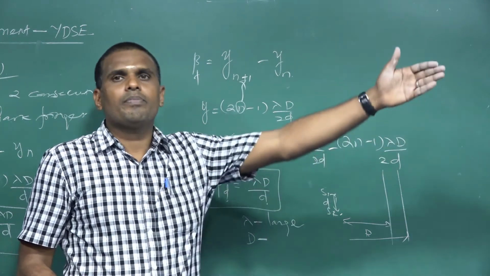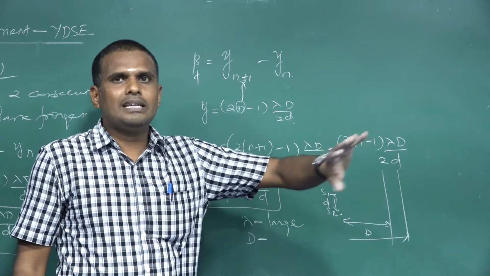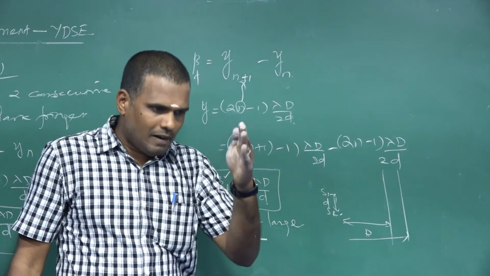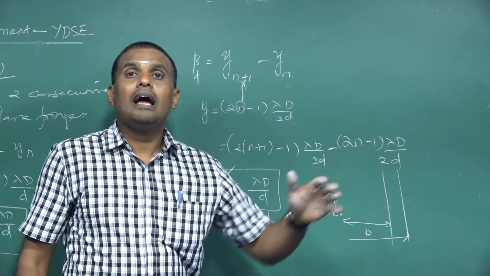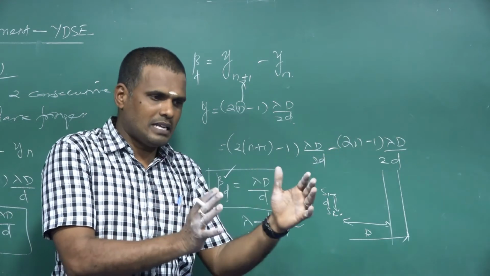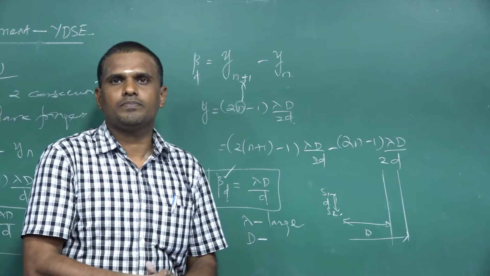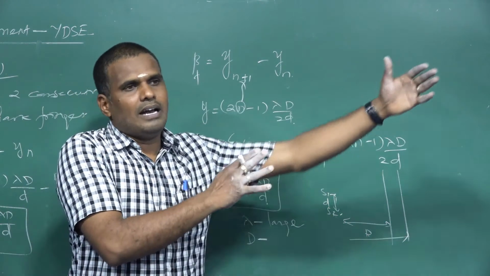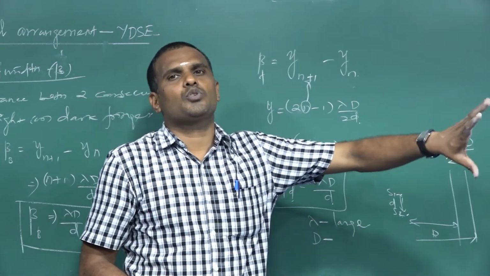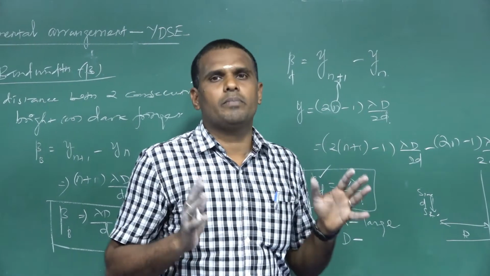As you move from central fringe to the extremities, you can see violet fringe, then indigo, blue, green, yellow, orange, red. And all these fringes will be formed exactly at the position of bright fringe. And then darkness. Then violet, indigo, blue, green, yellow, orange, red, and so on. This is how the pattern will be formed.